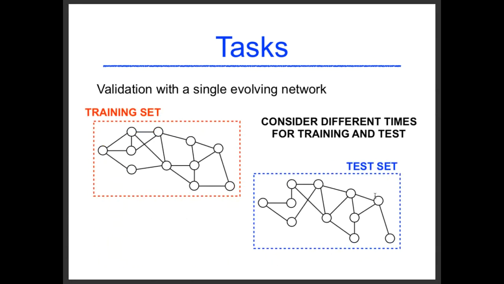Or, of course, you can have an evolving network, as said, and then the picture of that network at time t becomes your training set, and at time t plus k is your test set.